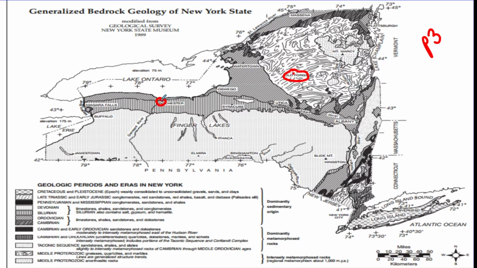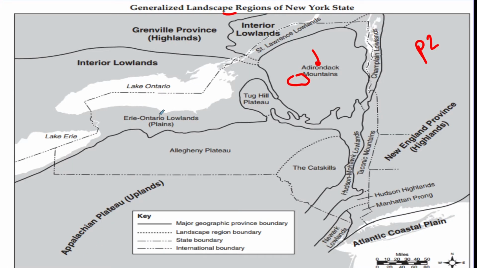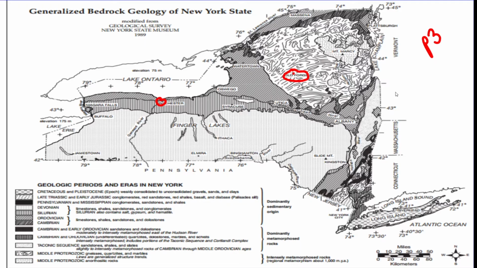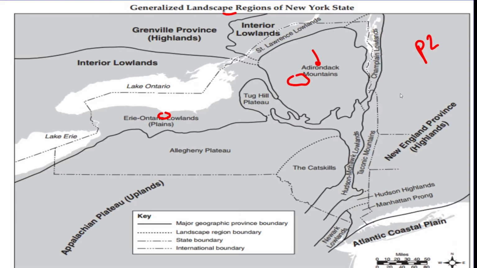And they can do this for any city. Like you could do Rochester. Rochester's here. Go to the same spot on this map. It's in the Erie, Ontario lowlands. So you could see if I flip real quick, it's the same map, right? But different information on both maps.